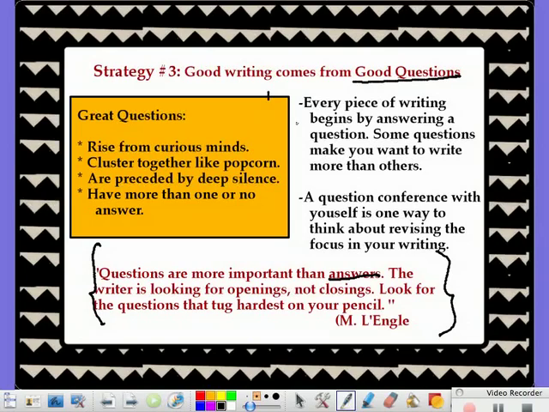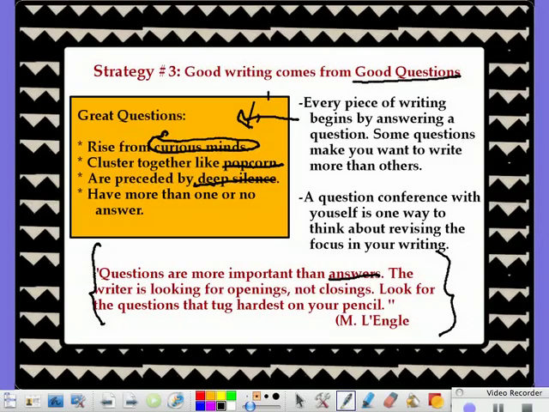Every piece of writing begins by answering a question, but some questions make you want to write more than others do. Those are the great questions. Great questions come from curious minds. What do you wonder about? What are you passionate about? What interests you? What do you find yourself thinking about when you can't sleep at night? Another thing about great questions is once you have one, you find that they're like popcorn. One leads to another, and that one leads to another, and that one leads to another. Another thing about great questions is they don't always come easily.